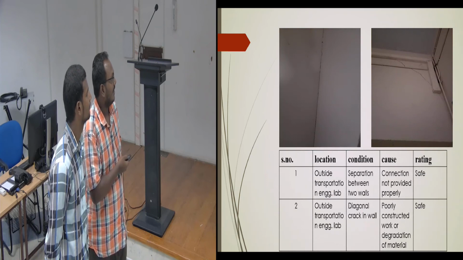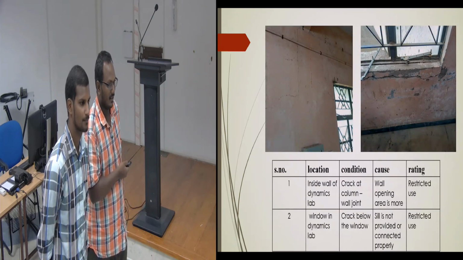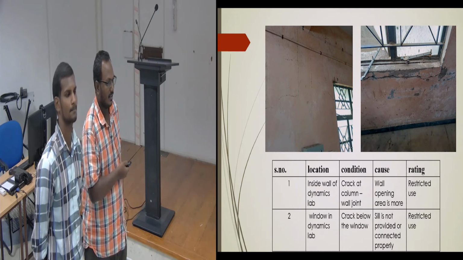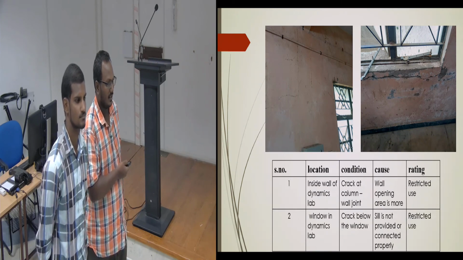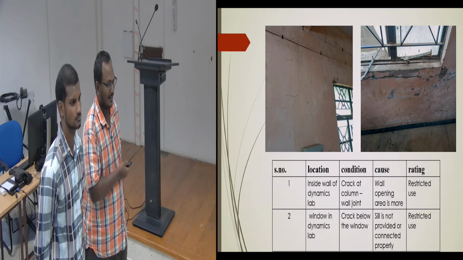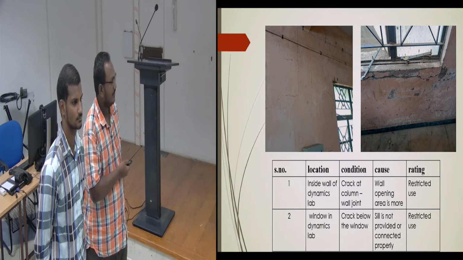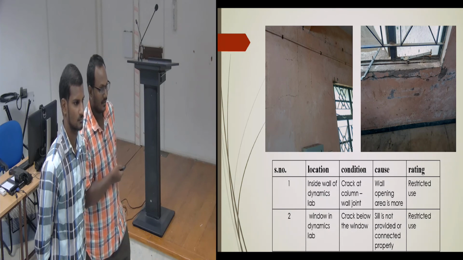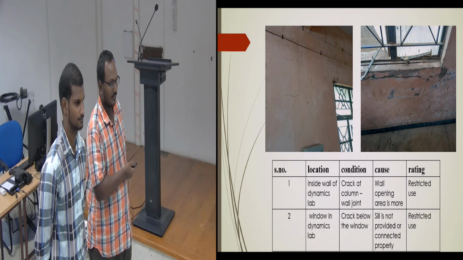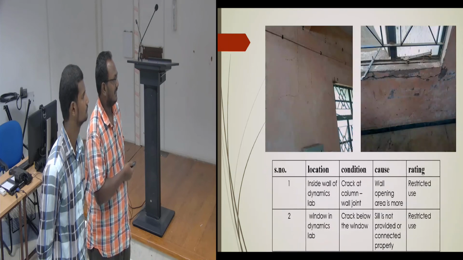Or there may have been some level difference when they placed the window frame, so some portion would be hollow. They would have packed it with cement mortar just like that. As the days progressed, rainwater and other ingress created some expansion, and that would have given a horizontal crack. That's my observation.